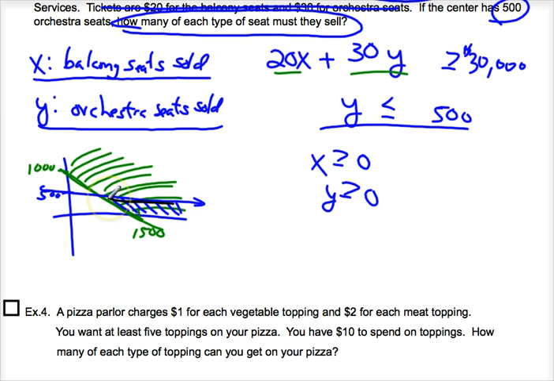There should be some parameter in this problem about how many balcony seats there were. I didn't include that in the problem, but if I said there's only 2,000 balcony seats, then you would have something right here at 2,000, not 20,000, 2,000. That would limit it to this shape right here, and you'd have a quadrilateral. But this type of problem leads us into what we're doing in 3-4, so I'll discuss that more there.